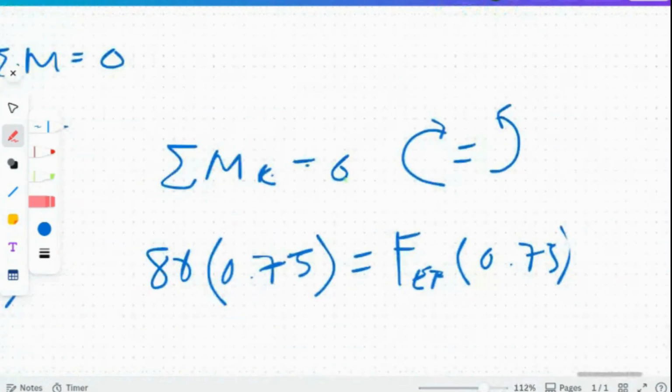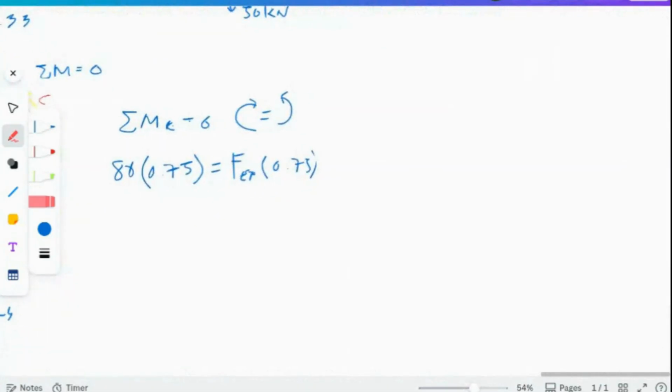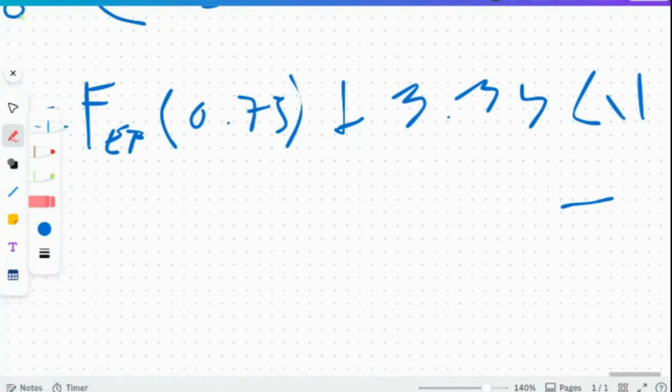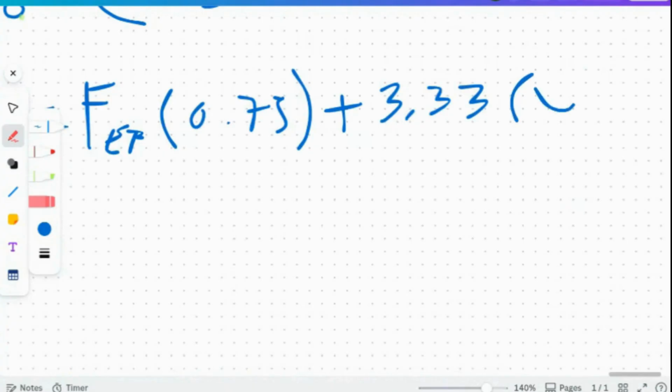And then, oops, wow, that's a huge zoom. And your 3.33, which is not just 1, but 2 meters away, right? That's 2. So plus 3.33 times 2. Let's do that again. Plus 3.33 times 2. Yeah, 2. Okay.